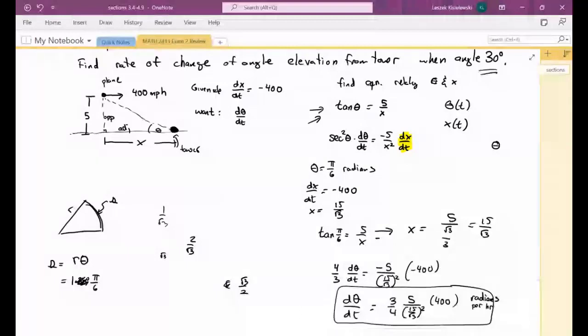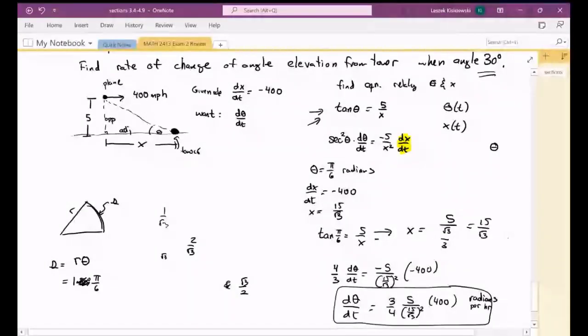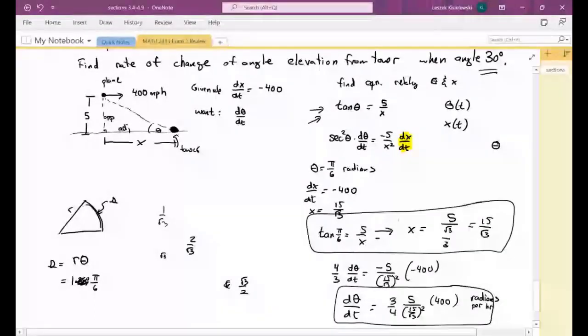I never actually got how x was equal to 15 by root 3. I forget already. It was over here. Solve for x in that equation. Okay.